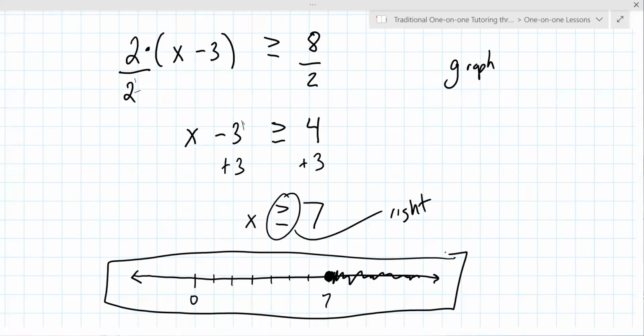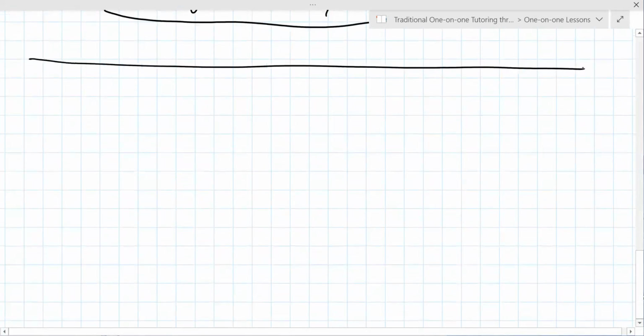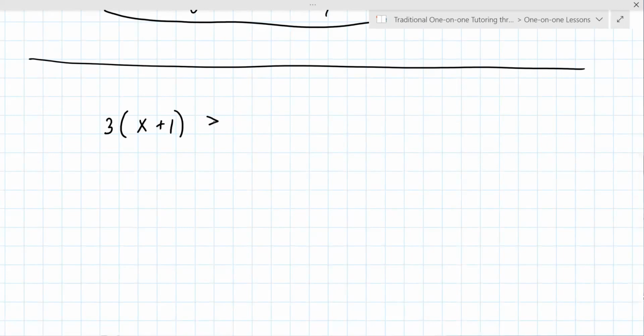Okay, you ready to do another one? Yeah. All right, I got it down. Okay, so 3 parentheses x plus 1, greater than, or I'm sorry, let's do less than or equal to negative 12.